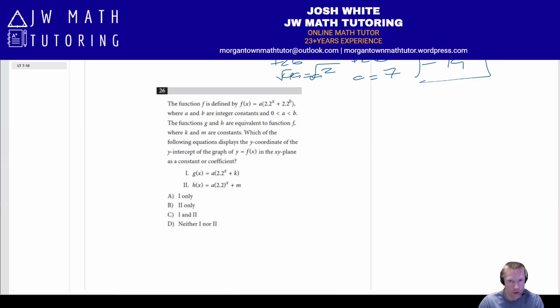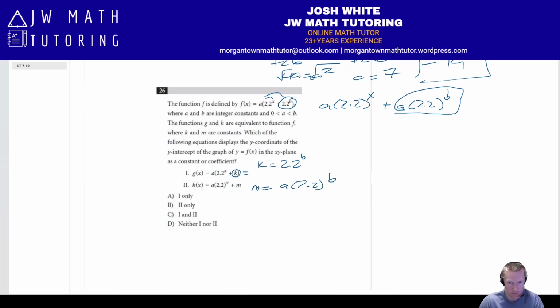If you notice here in this first one, notice that k is equivalent to this thing right here. So I'm just going to make a note, k is equal to 2.2 to the b. Also notice in the second one here, if you distributed this, it would be a times 2.2 to the x plus a times 2.2 to the b. So this whole thing is what matches with m. In other words, m is equal to a times 2.2 to the b. All right, we'll come back to that in a second.